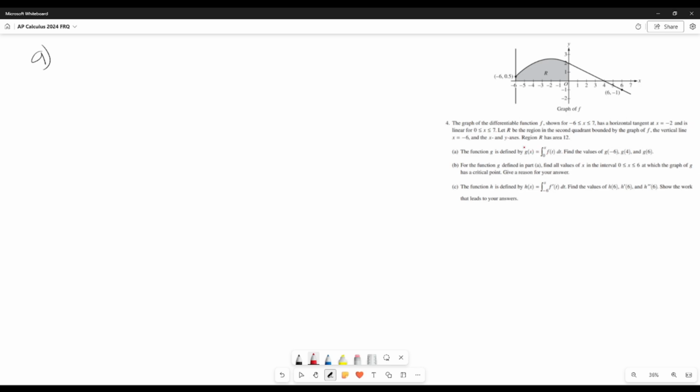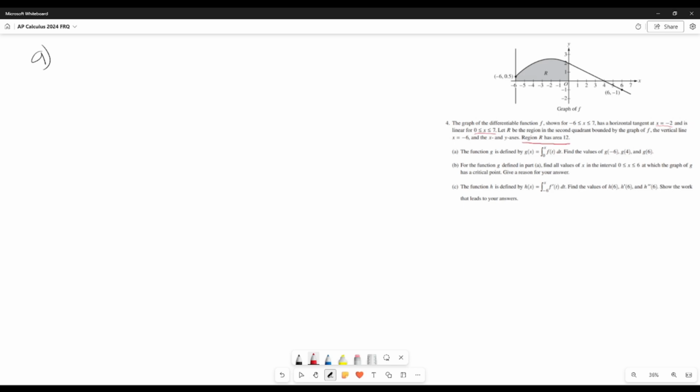Let's go ahead and underline the information that we think is probably going to be important for this question. So it tells us region R has an area of 12. It tells us that there is a horizontal tangent at x equals -2. And it tells us that the graph is linear for 0 to 7 inclusive. Now let's go ahead and do part A.